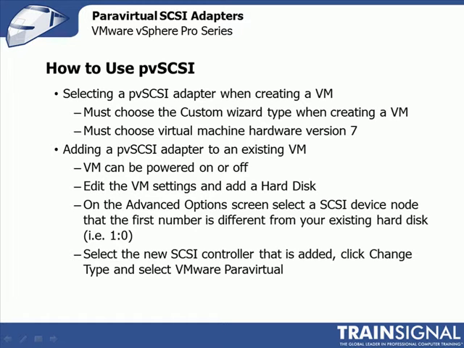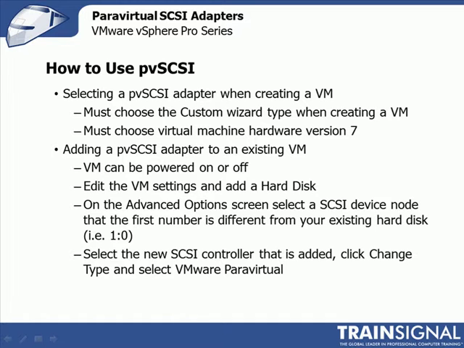To add a PV-SCSI adapter to an existing VM, you can edit the VM settings while the VM is either powered on or off. You can then add a hard disk, and on the Advanced Options screen, select the SCSI device node that the first number is different from your existing hard disk. For example, your existing hard disk may be 0:1. You want to select 1:0, which tells it to add another adapter and not use the existing adapter. Finally, you select the new SCSI controller that is added, click Change Type, and then select VMware Paravirtual.